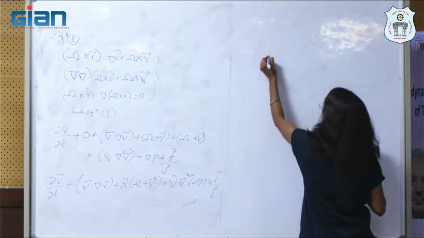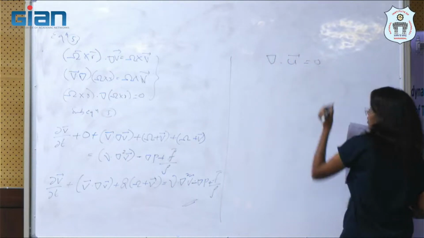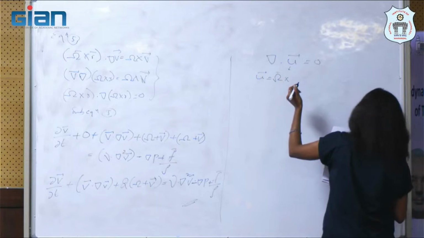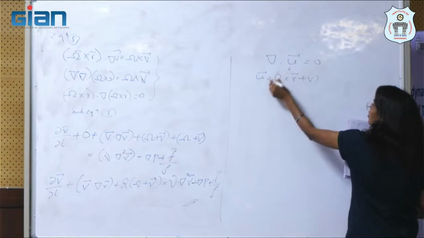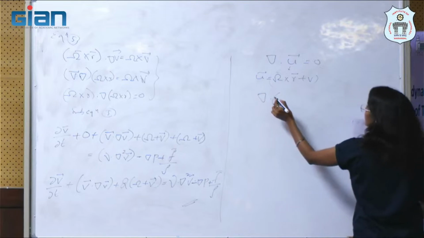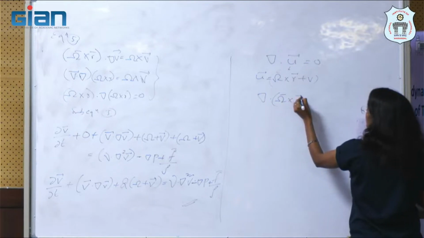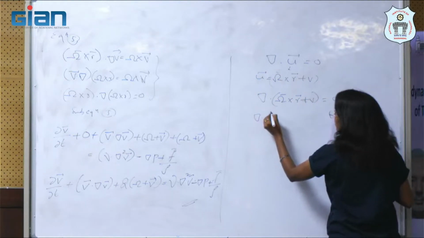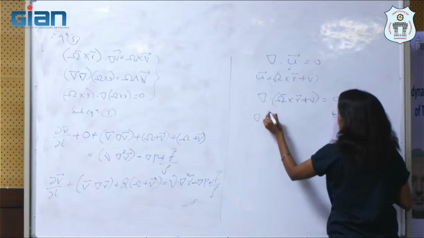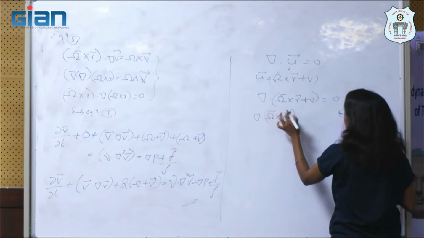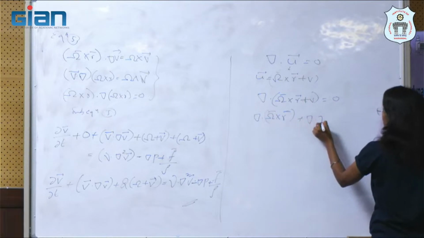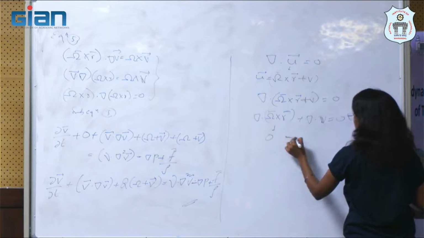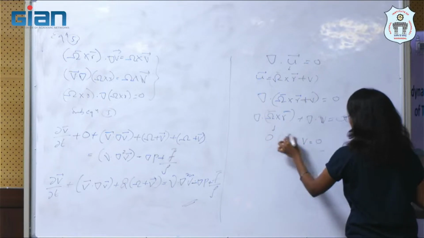Now I am deriving the continuity equation. We are already given that U bar is omega cross R bar plus V. Substituting, omega cross R bar plus V equal to 0. This term is 0. The final term is the equation of continuity.